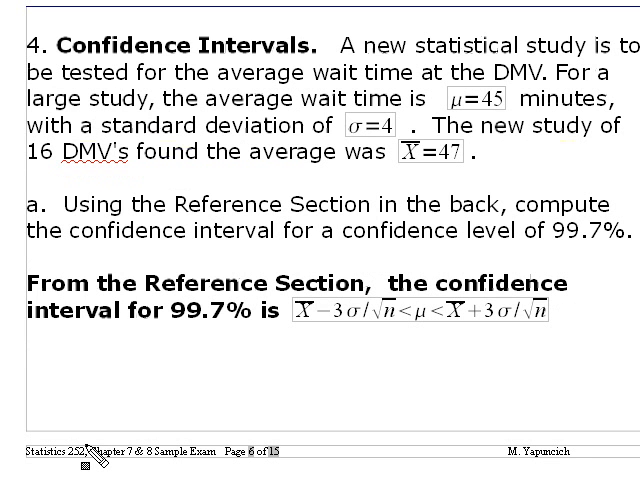On the test, there will be one calculation for a confidence interval. Like I said earlier, you will only need to use the z values, not the t and not the chi-squared, just the z values, and that will be given in the reference section. So you'll have some scenario.